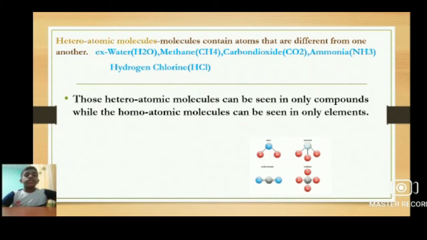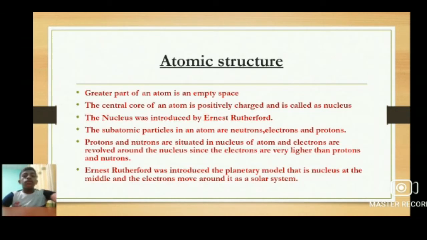I have given you some examples for heteroatomic molecules. First one is water, denoted by H2O. Then methane, that is CH4. Then carbon dioxide, that is CO2. Ammonia, NH3. Hydrogen chloride, HCl. Those heteroatomic molecules can be seen only in compounds, while homoatomic molecules can be seen only in elements.